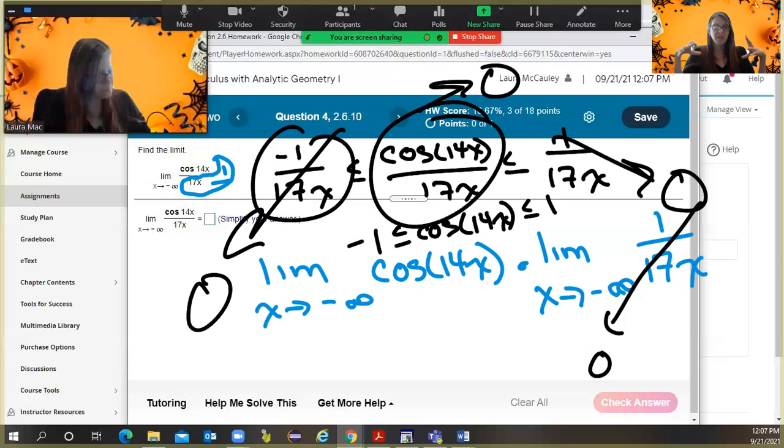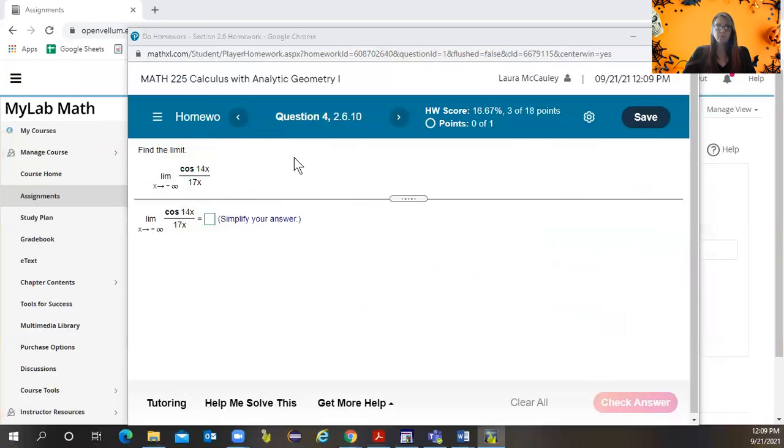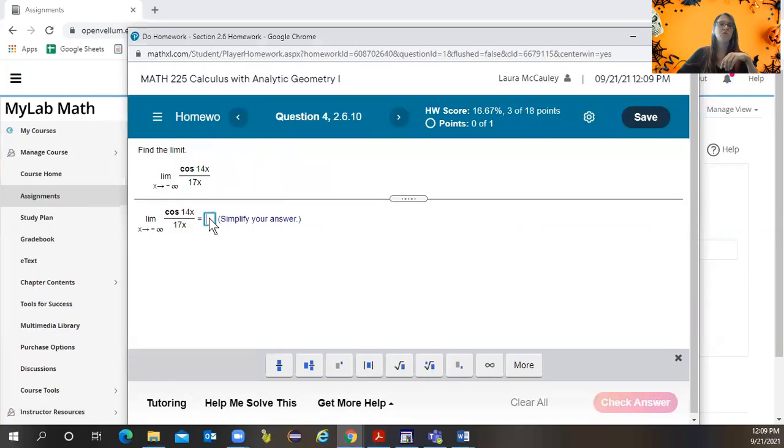Whenever you have a cosine or sine, you've got this sandwich, right? So cosine is stuck between -1 and 1, sine is stuck between -1 and 1. So that cosine 14x is stuck between -1 and 1. Divide them by 17x, you're now stuck between -1 over 17x and +1 over 17x. And again, we know those both go to 0. So that means our function must also go to 0.